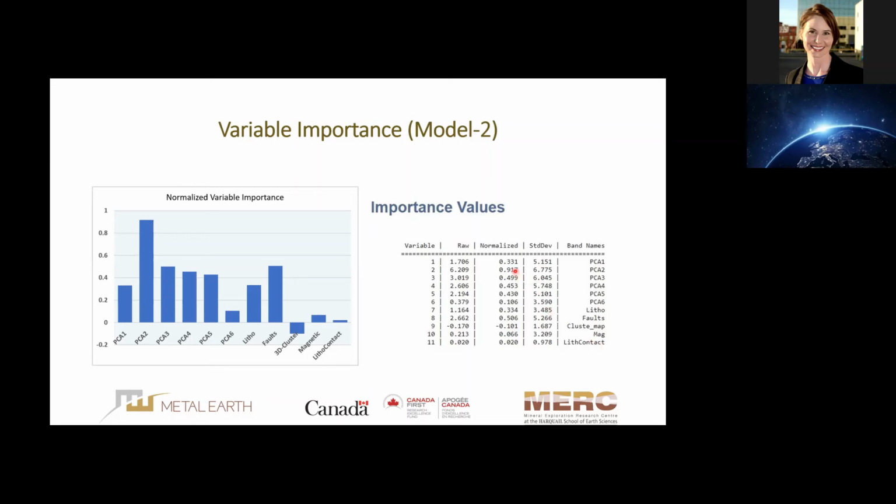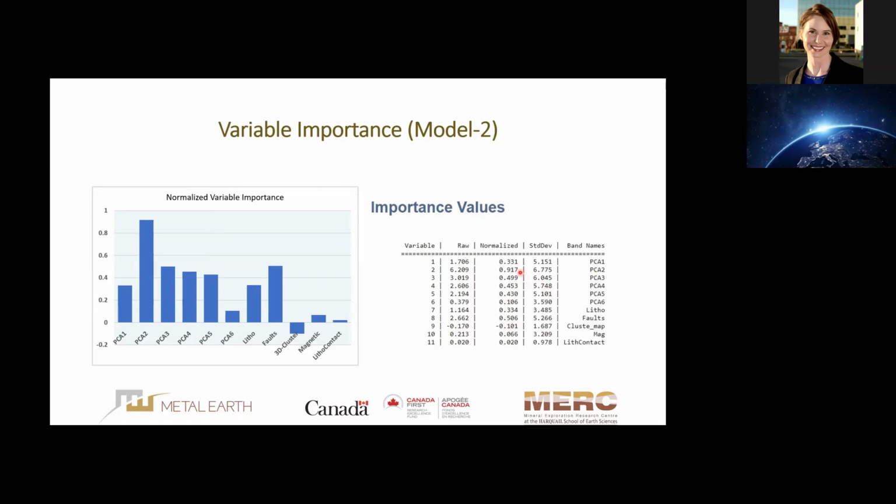For example, PC1 to PC6, lithology, faults, cluster map, magnetics, and lithological contact. We can see that the PCA2, which is that gold and silver map, has a fairly high predictive power. This is a normalized value. The higher the number, the more predictive power each evidence map has. And the normalized value is just where we take the raw data and divide it by the standard deviation. So you can see the PCA2 is quite predictive.